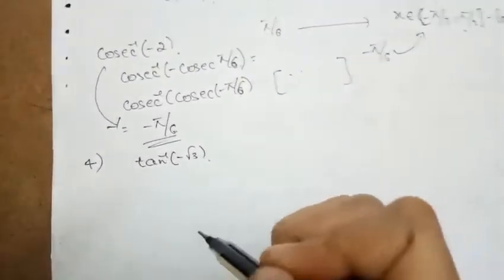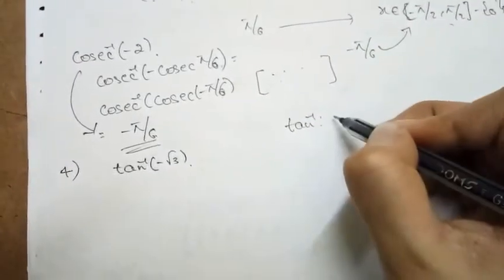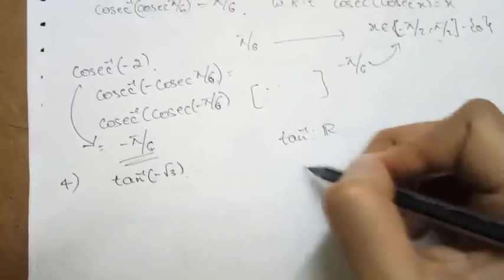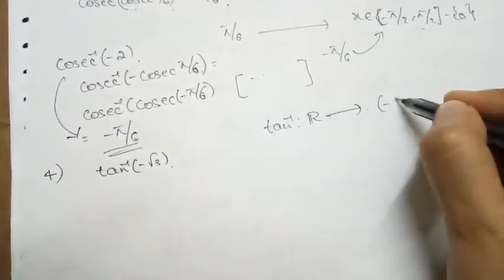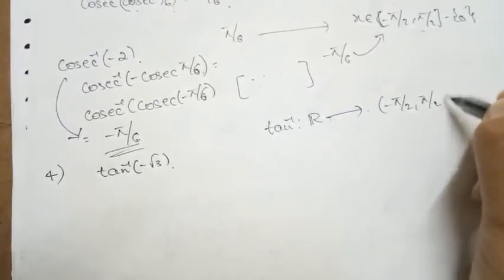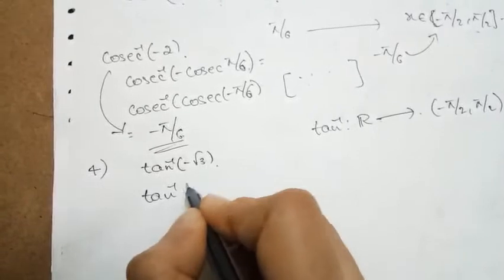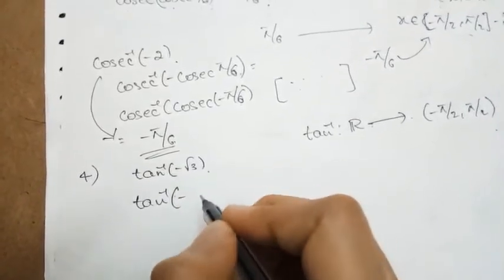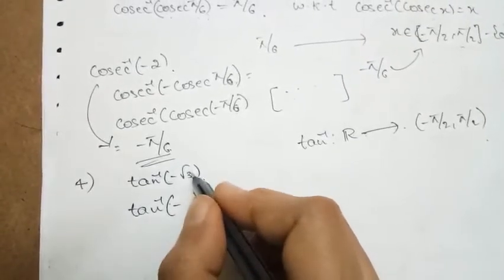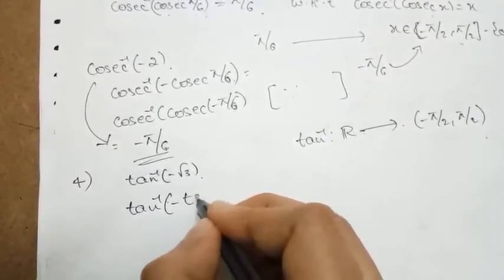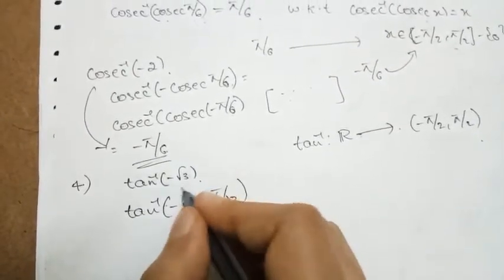Now it is tan inverse of minus root 3. Clearly, we must know the domain and range of the tan inverse function: the domain is the set of real numbers, and the range is minus pi by 2 to plus pi by 2. To which value does the tan function give root 3? That is tan of pi by 3, that is tan 60. Tan 60 is root 3. So tan pi by 3 is root 3.